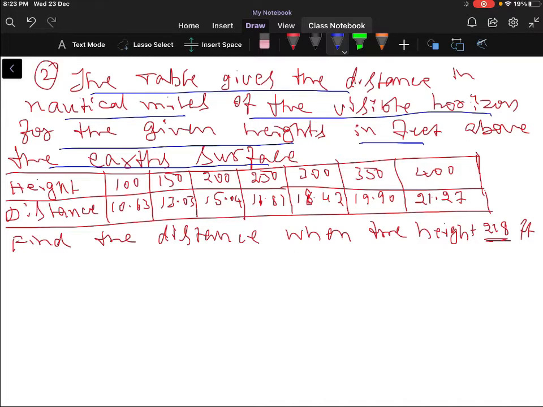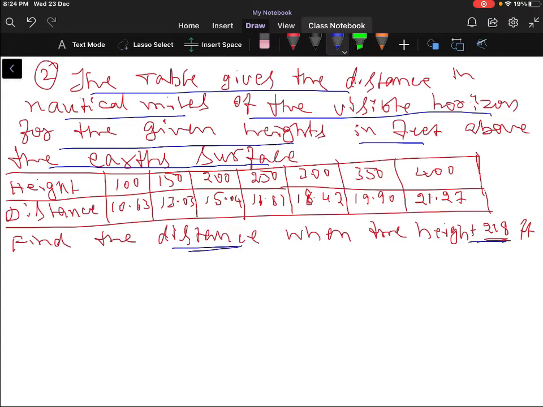At height 250 feet, distance is 16.81 nautical miles. At the height of 300 feet from the earth's surface, the distance is 18.42 nautical miles. At the height of 350 feet, the distance is 19.90 nautical miles. At the height of 400 feet from the earth's surface, the distance is 21.27 nautical miles.